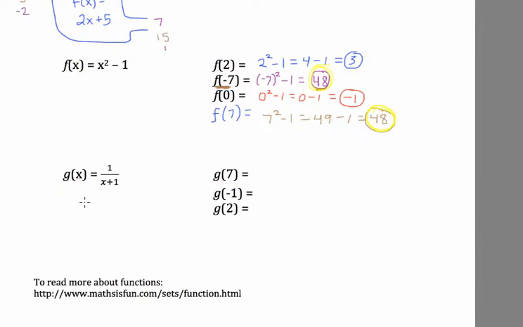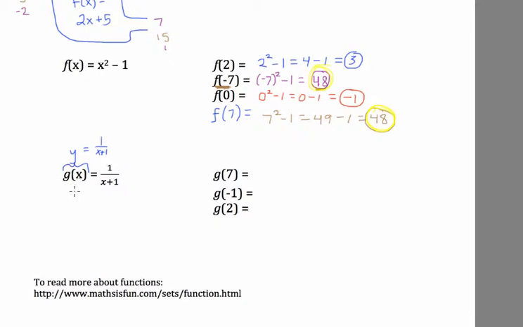G of x equals 1 over x plus 1. I wanted to do one that had a g instead of an f to show you that it doesn't really matter what that letter is. That's just the name of the function. And again, sometimes I think of this almost as like a y equals 1 over x plus 1. What's the difference? Well, a function has to adhere to the rules of functions, like the input-output thing and the domain and range. Y doesn't.